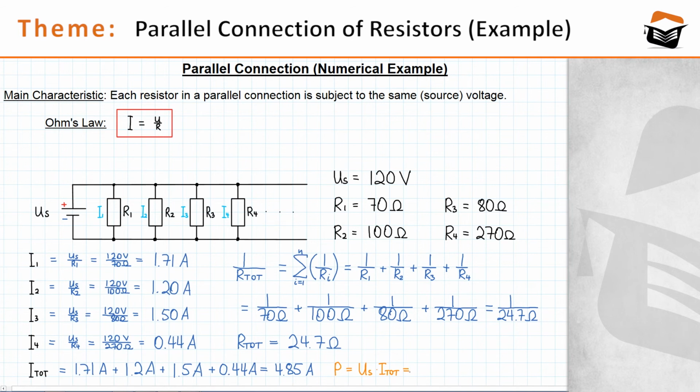That's equal to 120 volts times 4.85 amps, and that is equal to 583.2 watt.